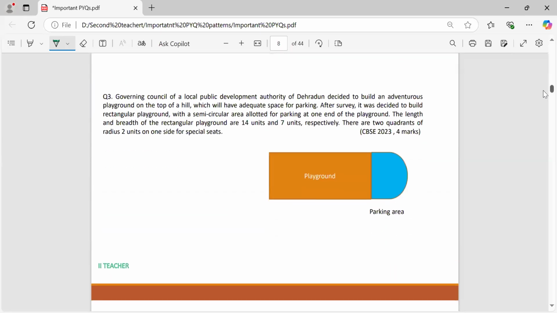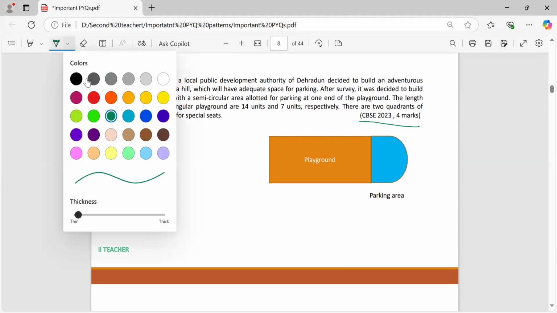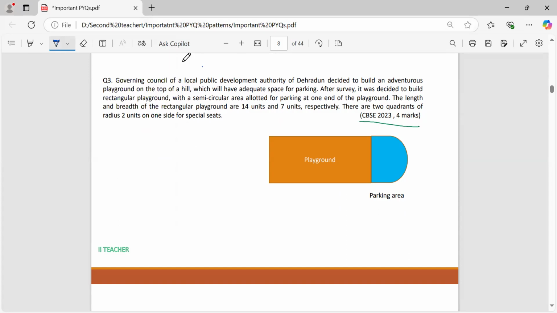Great. Let's go to the next one. This is again another CBSE 2023, it's a 4 mark question. What is the question saying? Let's read. The governing council of a local public development authority of Dehradun decided to build an adventurous playground on top of a hill, which will have adequate space for parking. After survey, it was decided to build a rectangular playground. So I have made a rectangular playground here with a semicircular area allotted as the parking lot. So this is the parking lot, semicircular area.